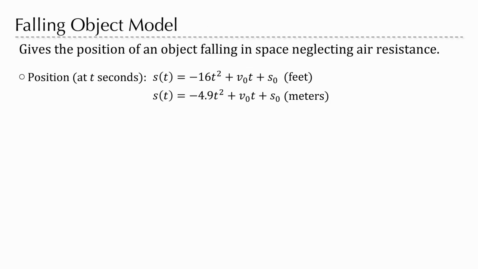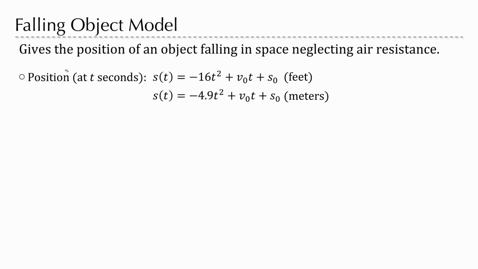Now, the last thing we want to look at is a basic falling object model. Okay, so we're going to look at real basic models of objects that are falling in space, and we'll of course be ignoring wind resistance. Now, the one thing we want to keep in mind is that depending on how we choose to measure, whether it be feet or meters, we do have to have a little bit of a difference in our model.